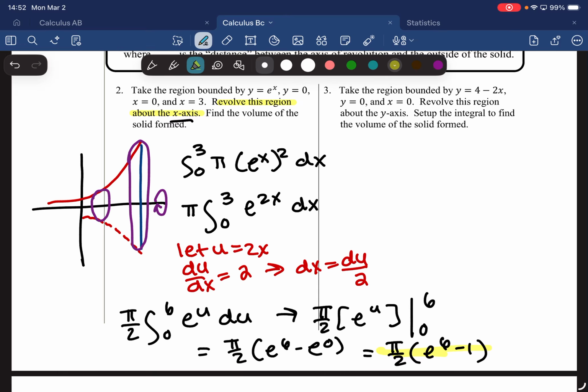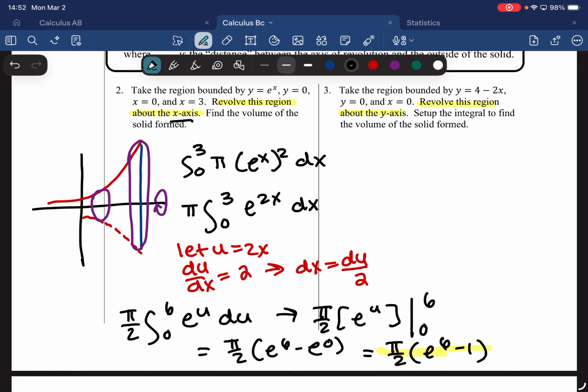Okay, number 3 says take the region bounded by y is equal to 4 minus 2x, y is equal to 0, and x is equal to 0, which tells us it's bounded by the axes. Revolve this region around the y-axis. Okay, so now are we going around the x? No, we're going around y. Okay, so it says set up the integral to find the volume of a solid formed.